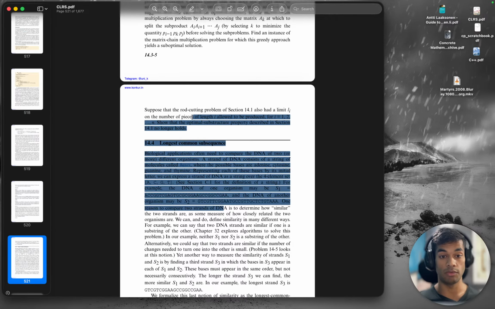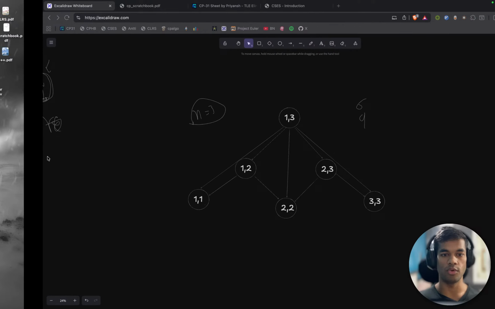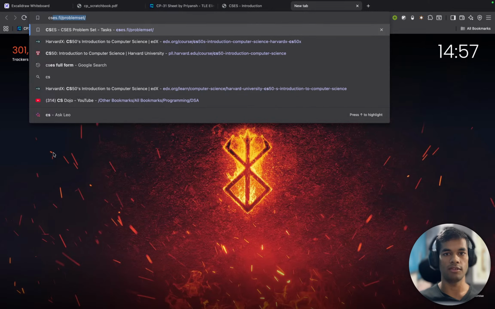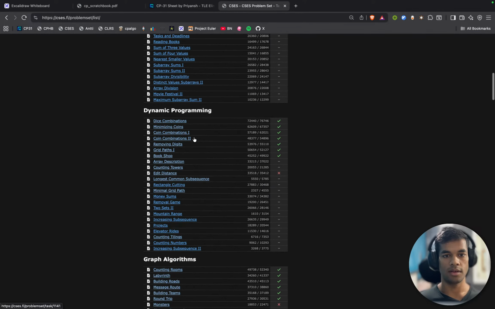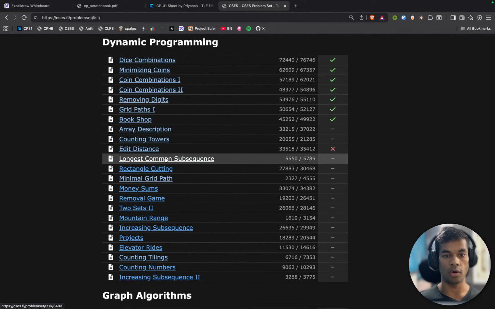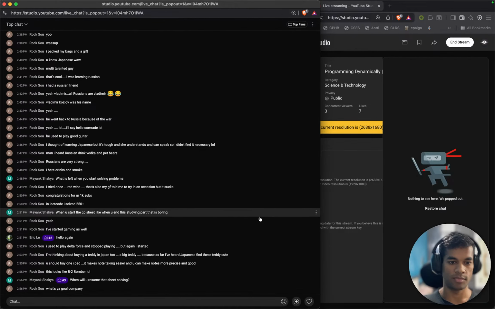And then we will solve this question. Longest common subsequence. If you go to the CSES website, which is right here, there is, in dynamic programming, longest common subsequence. Only 5,000 people have been able to solve it. So that is a hard question.